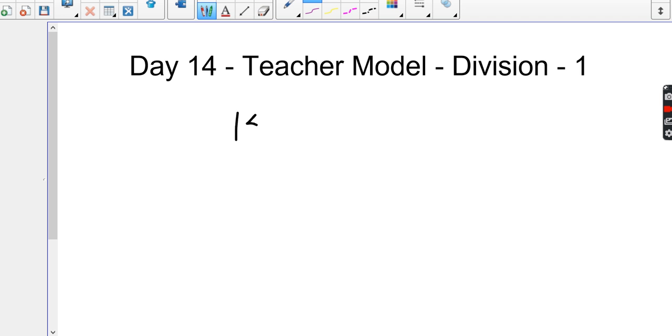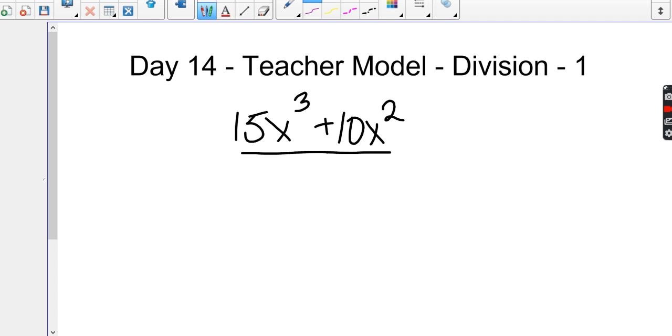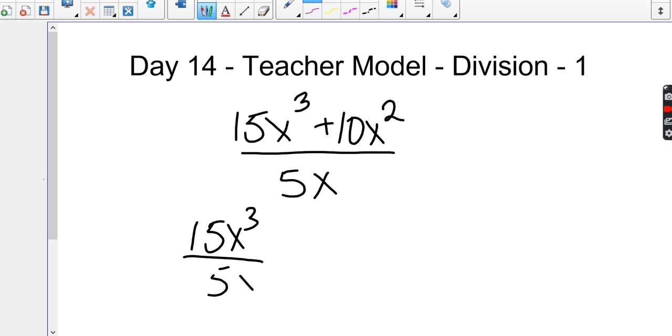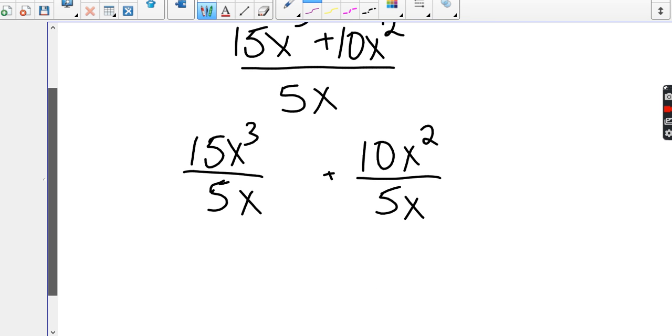So what we have here is 15x to the third power plus 10x squared, and we're supposed to divide that by 5x. So we kind of write it as this fraction with two terms on top and one term on the bottom. And now we talked about simplifying this kind of fraction a few times. Basically what I told you is it's the same thing as splitting this up. This is the same thing as 15x to the third power divided by 5x, and 10x squared divided by 5x. So each of these terms needs to get divided by that monomial we're dividing by on the bottom.